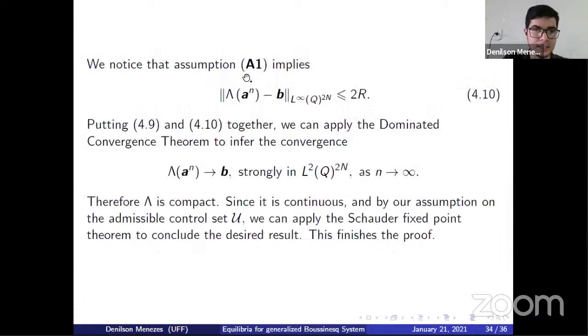And using the assumption A1, all this norm in here is less than or equal to R. So this, together with the dominated convergence theorem, we can infer that lambda of A_n converges strongly in L2 of Q. So this shows that our function is compact. Since it's continuous, we can use the Schauder fixed point theorem to conclude that there exists a fixed point, and this fixed point will be a Nash equilibrium, and this finishes the proof in the presentation.